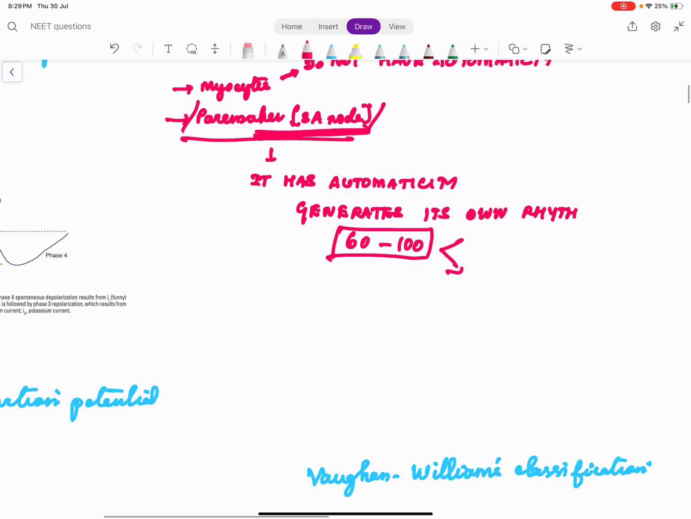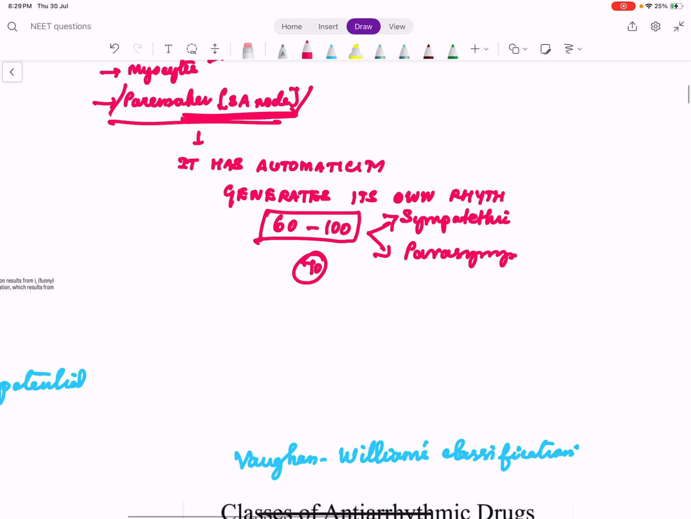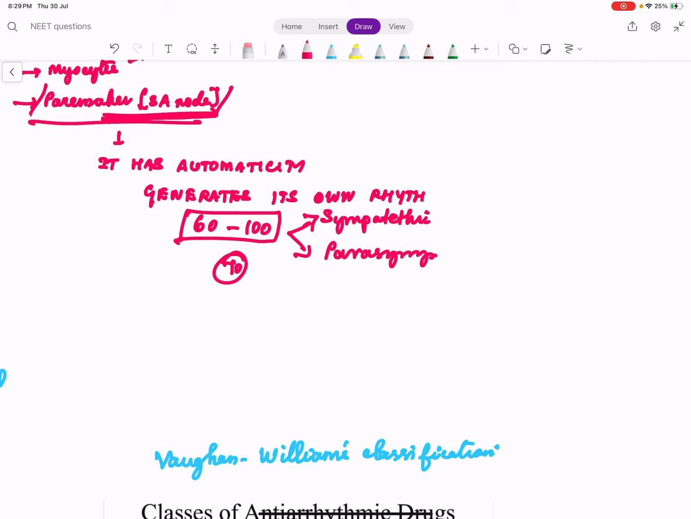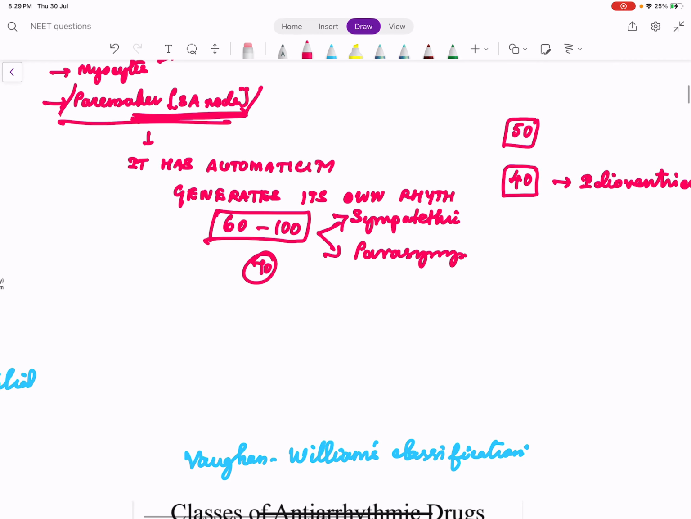Actually, the rhythm set by the SA node is mediated by both sympathetic and parasympathetic activity. You can say the average SA node automaticity is around 70. Of course, in the absence of the SA node, other cells like the AV node can also function. For example, if the AV node functions as the pacemaker when the SA node is dysfunctional, it generates its own rhythm at around 50 per minute. When the ventricle generates its own rhythm, the rate will be around 40 per minute. When the rhythm originates from the ventricle, we call it idioventricular rhythm. We will be discussing more about this shortly.